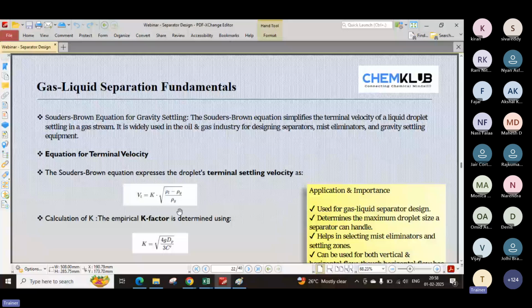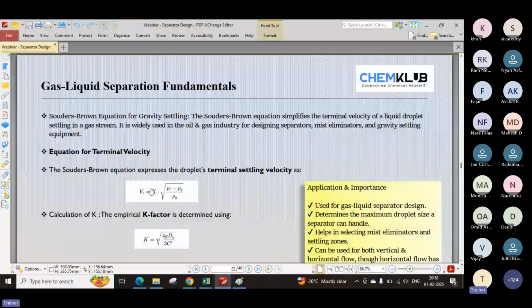At the same time, Shell DEP uses the same equations, however, where the K is replaced by a lambda value. And this K value goes on changing, that we'll discuss.